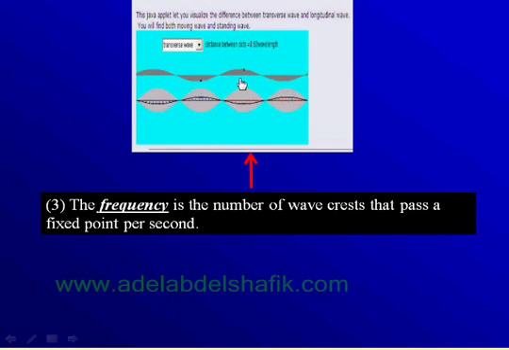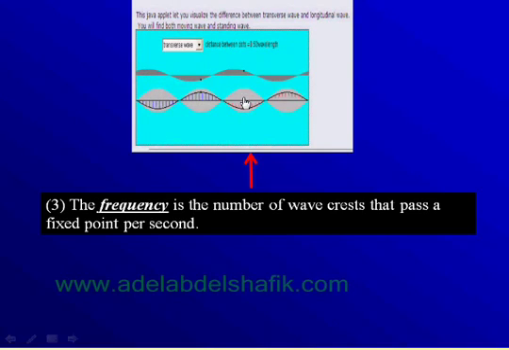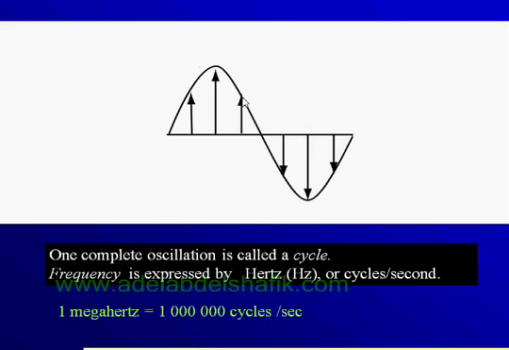Here, 1, 2, 3, 4, 5, 6, 7, 8, 9. So we'll say that the frequency is 9 cycles per second, or 9 hertz. So the word hertz means the number of cycles per second. 1 complete cycle per second means 1 hertz. 10 cycles per second, 10 hertz. 1,000 cycles per second, 1 kilohertz. 1 million cycles per second, 1 megahertz.